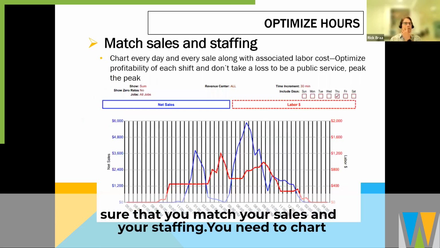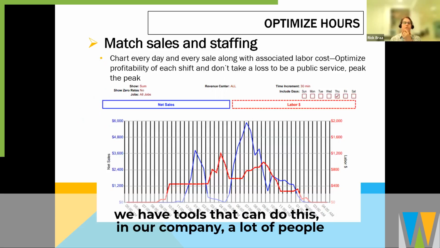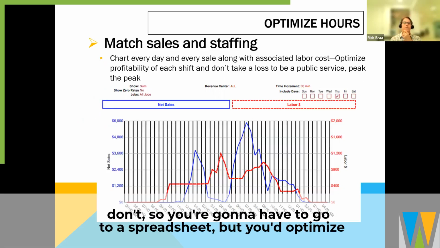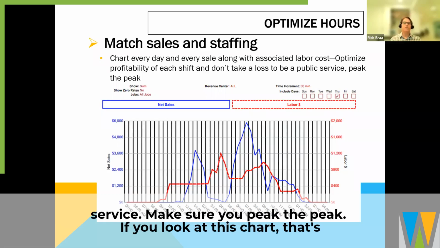You want to make sure that you match your sales and your staffing. You need to chart every day and every sale along with the associated labor costs. Now, we have tools that can do this in our company. A lot of people don't, so you're going to have to go to a spreadsheet. But you'd optimize the profitability of each shift and don't take a loss via public service. Make sure you peak the peak.